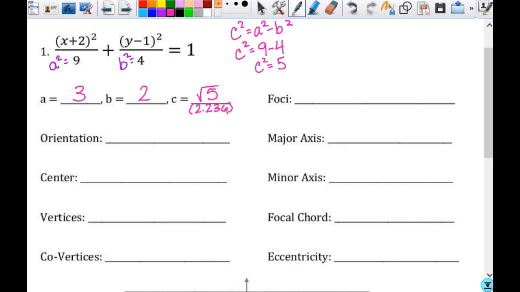Square root of 5 is the answer you should have there, but when we go to actually graph things, we're going to need a number we could actually plot on the graph. Now, because of A and B and where they are, we should know if it's horizontal or vertical. Which one does A go with, X or Y? X, right? And so if A is underneath X, it is horizontal. Okay, so this is horizontal.